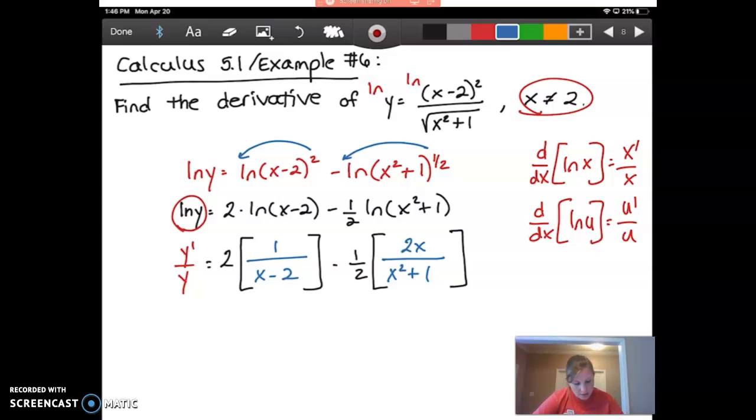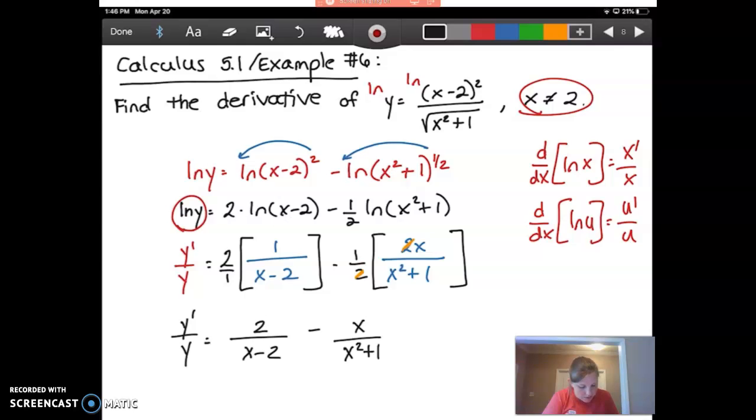So now I can start doing a little bit of cross canceling here. This 2 will cancel here. All right, and I'm still going to have y prime over y at the left. I haven't really forgotten about that. We're just leaving it alone right now. Equals 2 over x minus 2. Okay, so I just combined these, 2 times 1 over, you put that over 1 if you want, 1 times x minus 2. And then I have minus x over x squared plus 1.